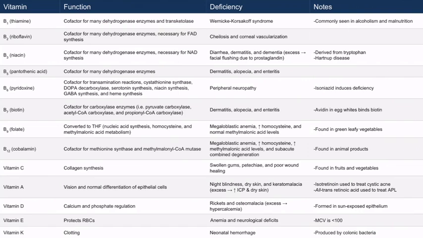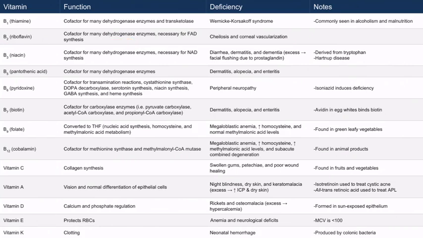Vitamin B2, or riboflavin, is a cofactor again for many of the dehydrogenase enzymes, and it's also necessary for the synthesis of FAD. Recall from the TCA cycle that succinate dehydrogenase converts succinate to fumarate and produces FADH2 in the process. Because FAD is a constituent of vitamin B2, this step in the TCA cycle requires vitamin B2. A deficiency of vitamin B2 can result in cheilosis and corneal vascularization.